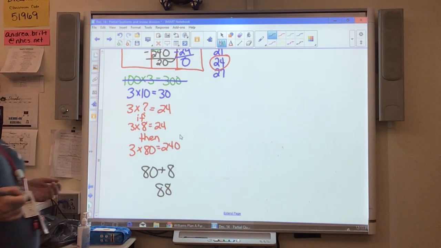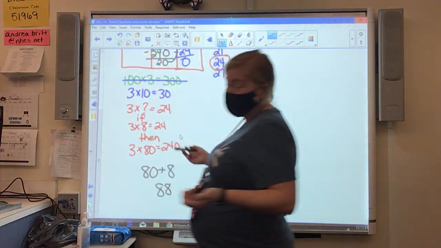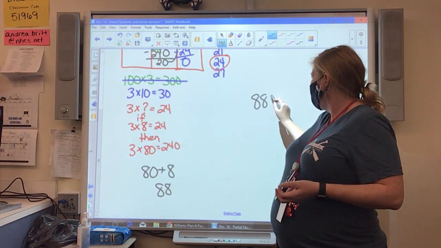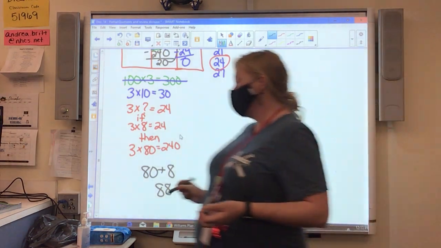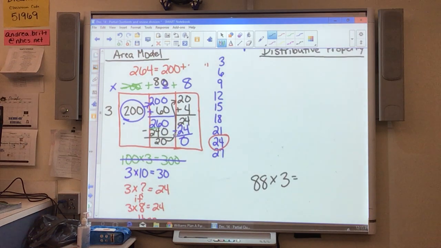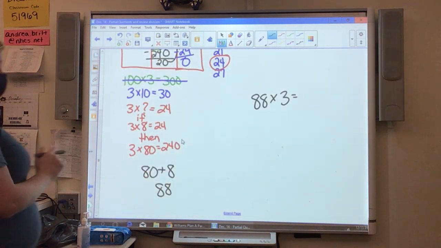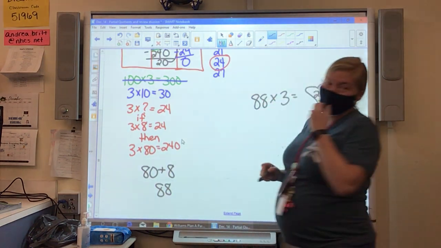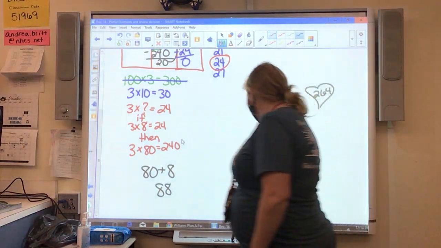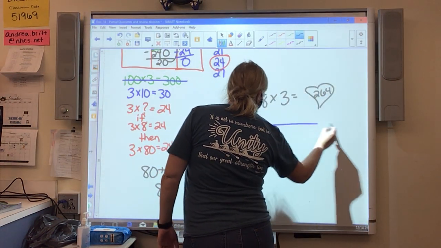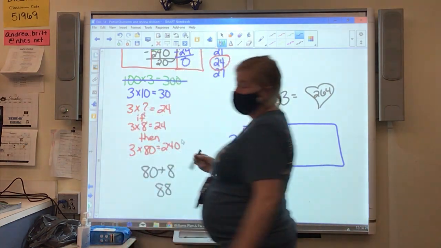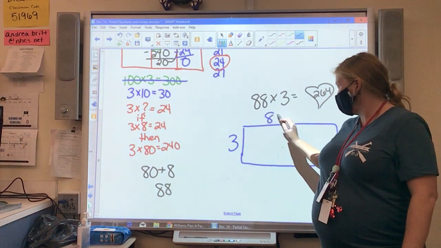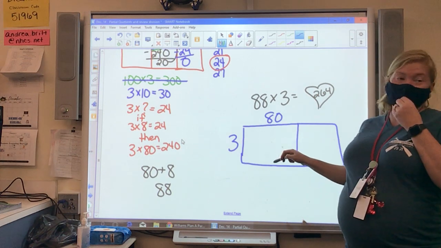How can I check it? Area model multiplication. You can use any kind of multiplication that you want to, but we've been doing it like this, right? I will do it real quick. 88 times 3. We are hoping to get 264. So my goal is to get 264. Now with multiplication, it's different. Our numbers go on top. With division, our numbers go on the inside.